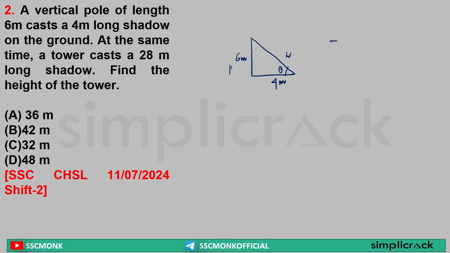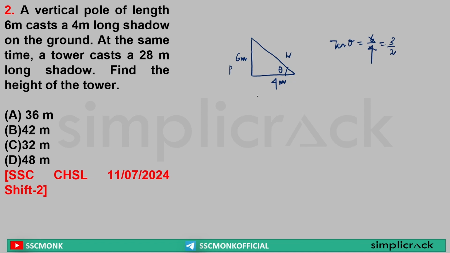Sir, I can take tan theta, because tan theta is equal to P by B. So my tan theta is equal to 6 by 4. If I solve it, I will get 3 by 2. Yes or no? Yes. That means the level of sun is the same.